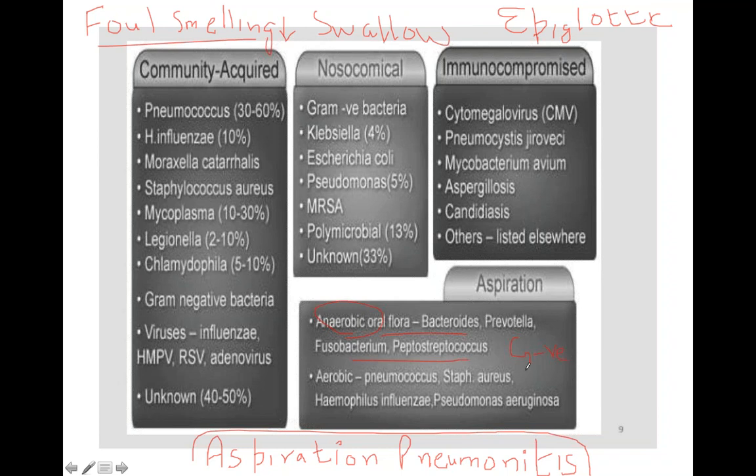So there is an aspiration of gastric secretions. These gram negatives, like E. coli, are present in the intestine, so these are the main cause. Anaerobes, mouth anaerobes, oral anaerobes, and also gram negatives.